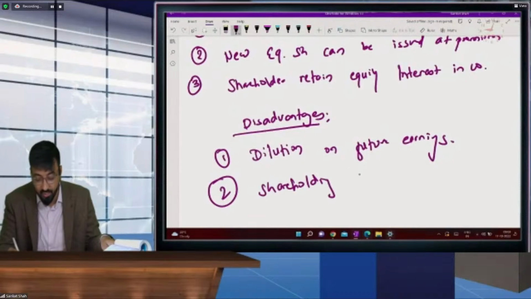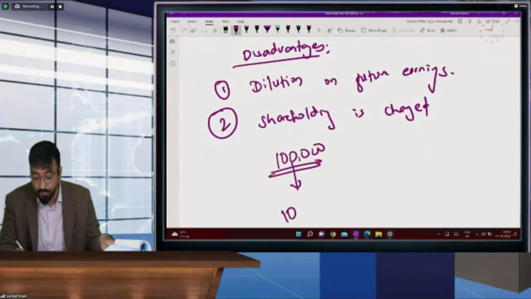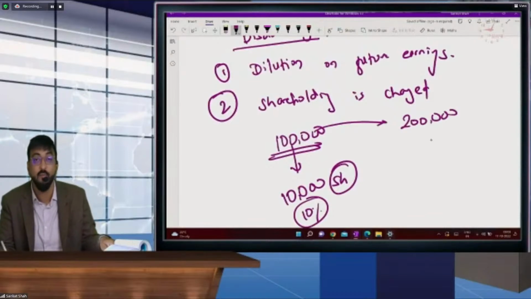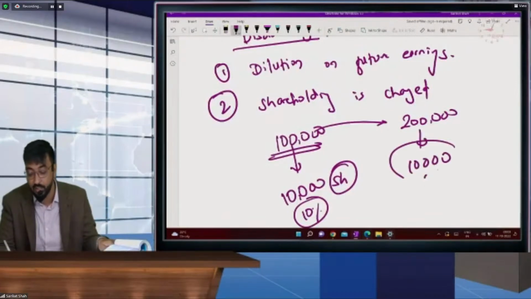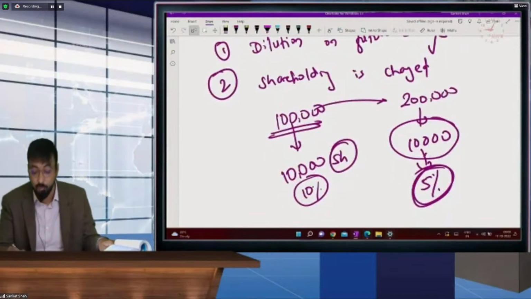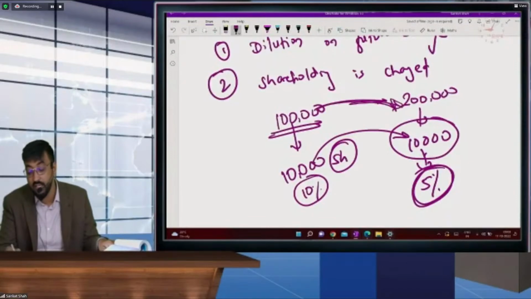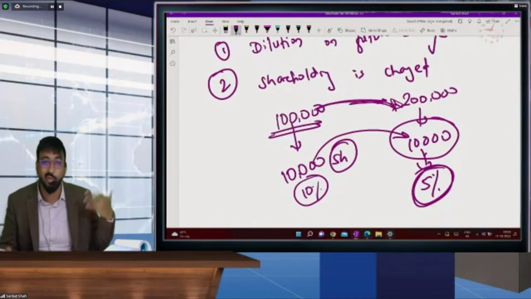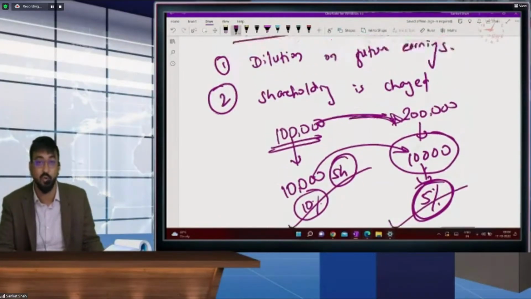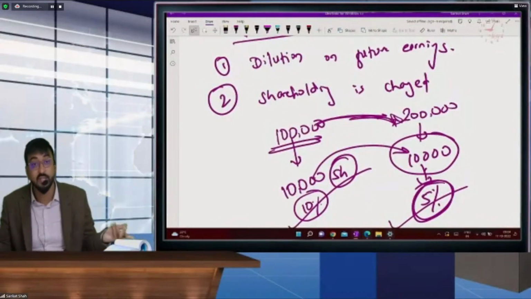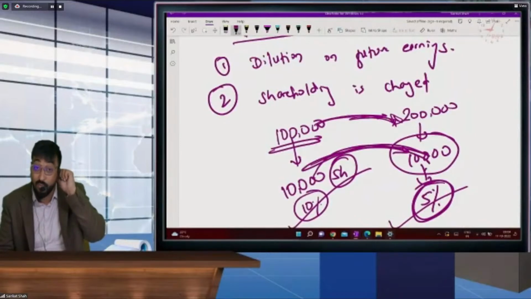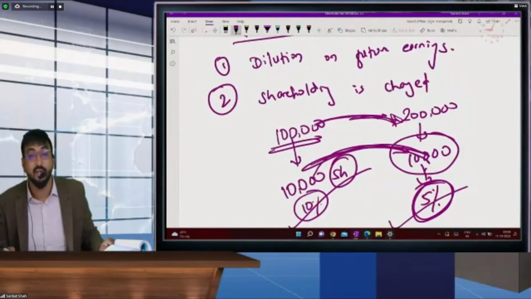Shareholding ownership is getting changed. See beta, previously 1 lakh shares are there and I am the holder of 10,000 shares, so 10% is with me. Now suppose the company issued an extra 1 lakh shares for redemption purpose, but I have not subscribed for those shares. So now I am only a 5% owner. Out of 2 lakhs, I have 10,000 shares. The number of shares is the same, but percentage-wise it is getting changed, and this is also one of the disadvantages. Previously I was owner of 10%, now I am owner of only 5%.